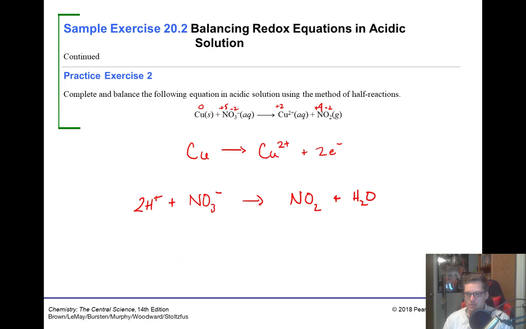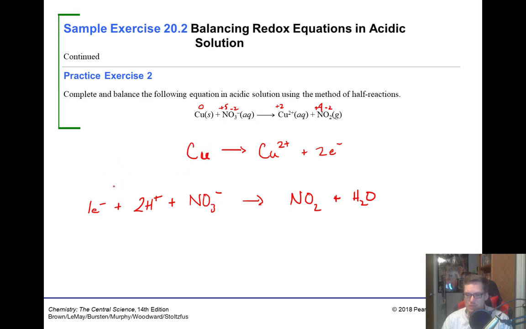Now we balance our charges. We've got a charge of 1 over here, a charge of 0 over here. So that means we need 1 electron over here. So far, so good. Now, this looks suspiciously like a 6, and it keeps throwing me off. That's a U.